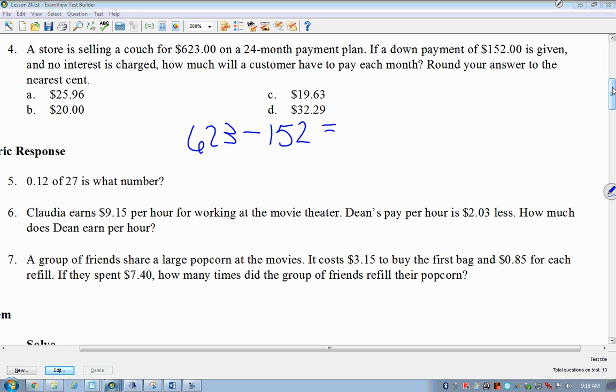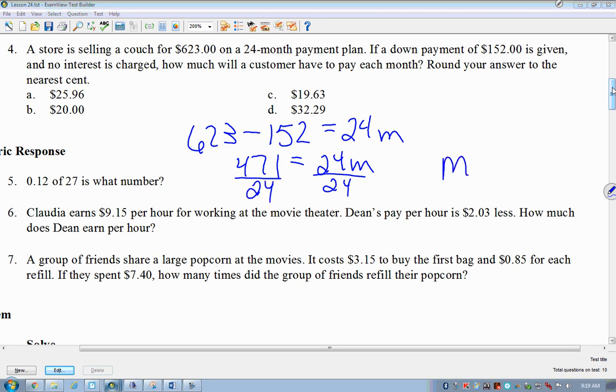Because we want to know how many months, we would say 24m. Let's say, because we want to know the monthly payment, right? So let's call it m. So what do I need to do with the left-hand side of this equation? Subtract, so we'll go ahead and simplify. What's 623 minus 152? 471. We've got 471 equals 24m. What's next? Divide by 24. What do you get?